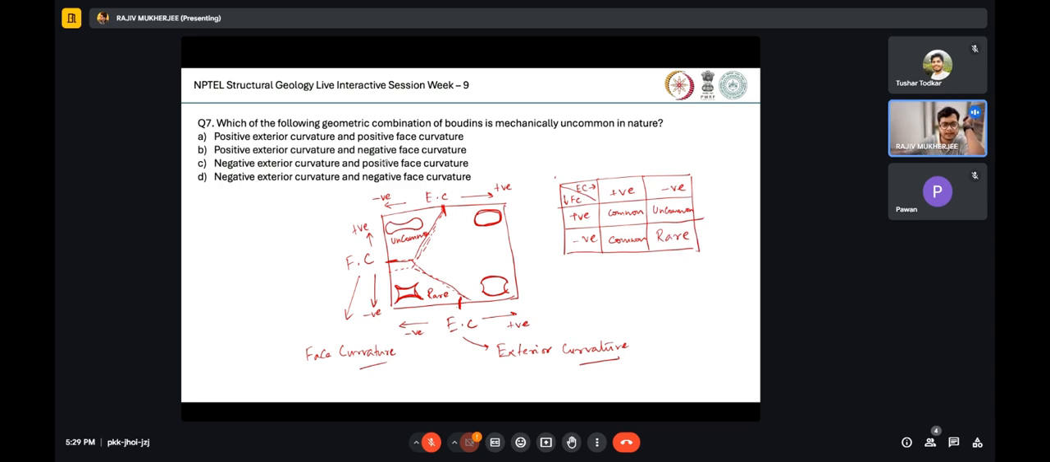So in this case, uncommon will be positive phase curvature and negative exterior curvature. Negative exterior curvature and positive phase curvature, right? So the option C is correct. Okay.